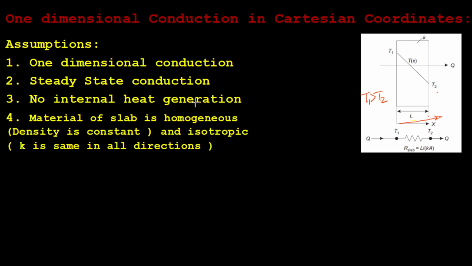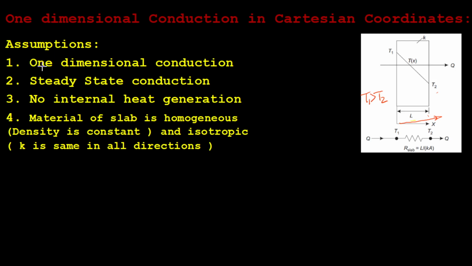Now we will use the general three-dimensional equation which we derived in the previous class, and with the help of that we will find out the temperature distribution as well as the heat transfer equation for one-dimensional steady state conduction. This is one-dimensional steady state conduction. So there are a few assumptions.